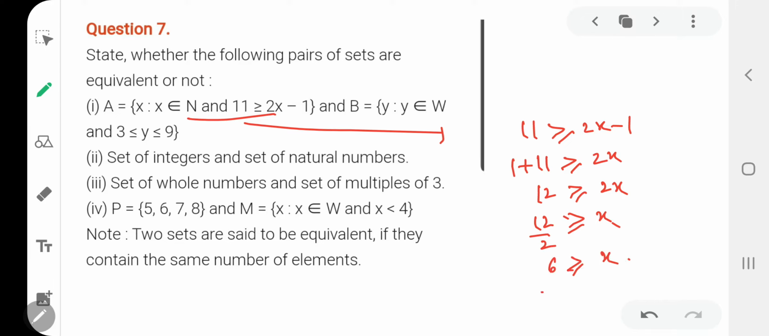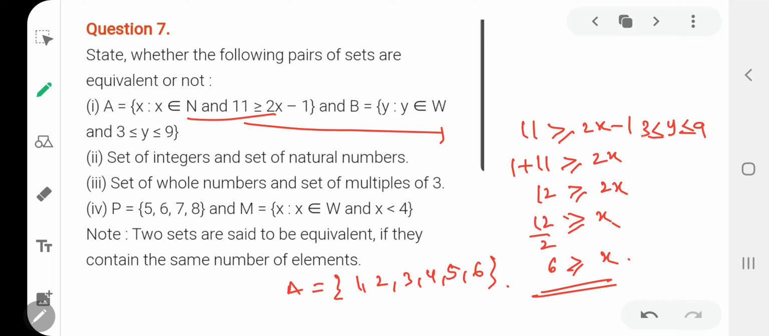X is less than or equal to 6. Okay, so it belongs to natural numbers. So for your set A, you get the values 1, 2, 3, 4, 5 and 6, which you will include. Now what about Y? For Y we have another equation. Y is less than or equal to 9 and greater than or equal to 3. So which elements will you include, my dear kids? You will include 3, 4, 5, 6, 7, 8 and 9.